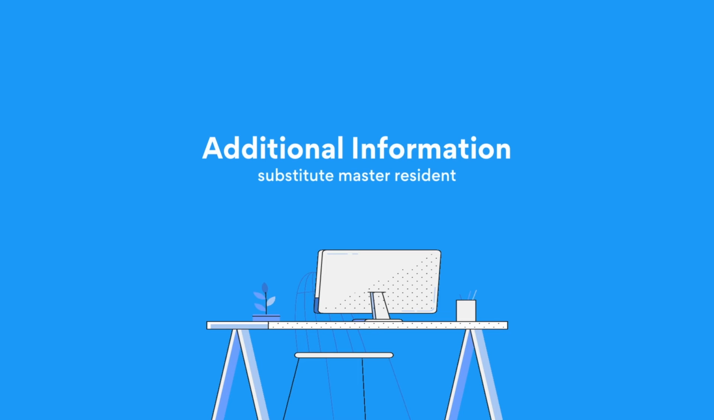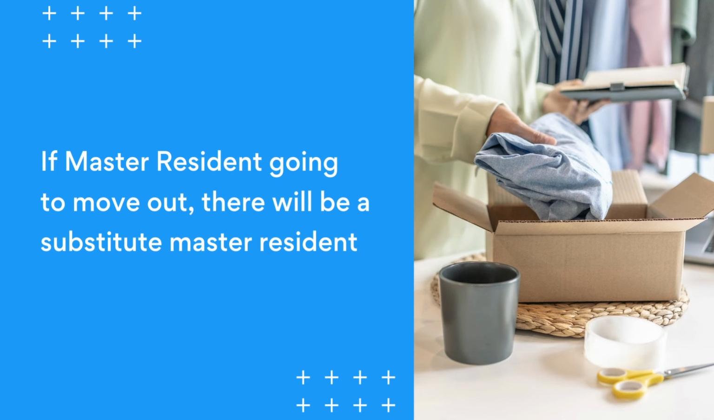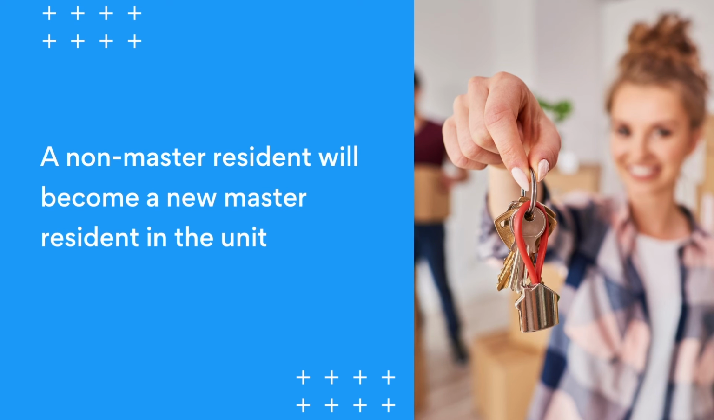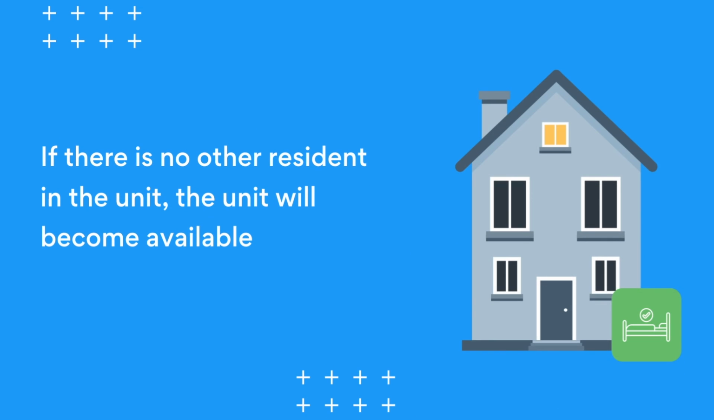Additional information for you: there will be an auto-selection for a substitute master resident in the unit. If a master resident is going to move out from the unit, a non-master resident will be chosen to be a new master resident. And if there is no resident in the unit, it will automatically become available.